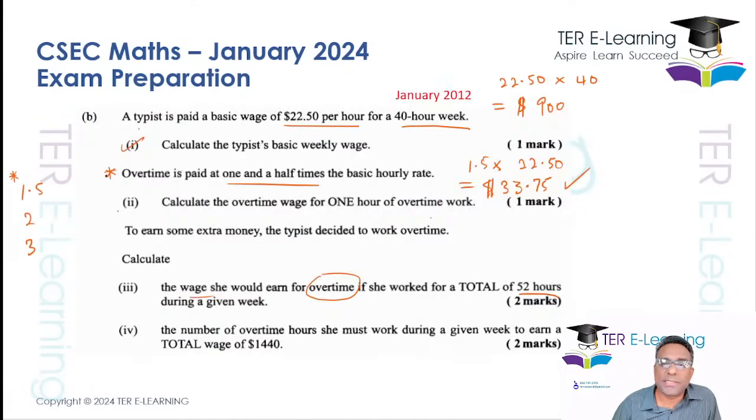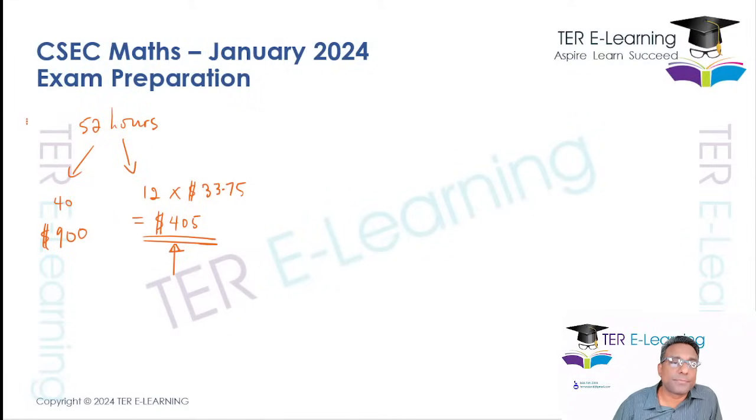Right, so that is part 3, sorry. So this is part 3, but the answer is this piece here. That's the part they want, right? Now part 4 now.